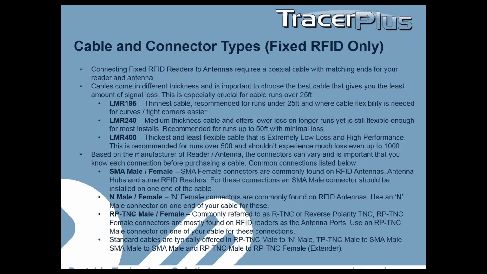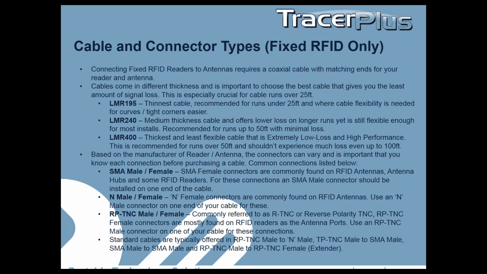Your LMR 400 is your thickest, sometimes described as thick as a dime. It's the least flexible cable, but is an extremely low loss and high performance cable. This is recommended for runs over 50 feet, and you shouldn't even experience much loss at 100 feet or above. So depending on where your reader is located compared to your antennas, you're going to want to choose the appropriate cable type to get the best performance. Obviously, the thicker the cable, the more costly it gets, but it's typically not that much of a difference.